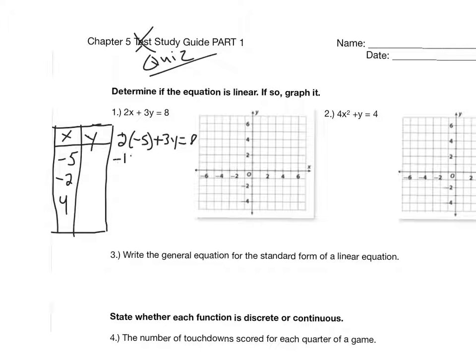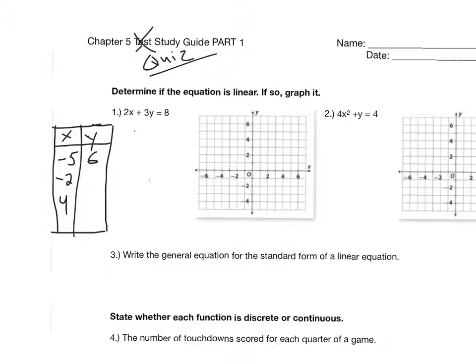So that'd be -10 plus 3y equals 8. If we add 10 on both sides, we get 3y equals 18. And then if we divide by 3 on both sides, we get y equals 6. So at -5, y would equal 6.